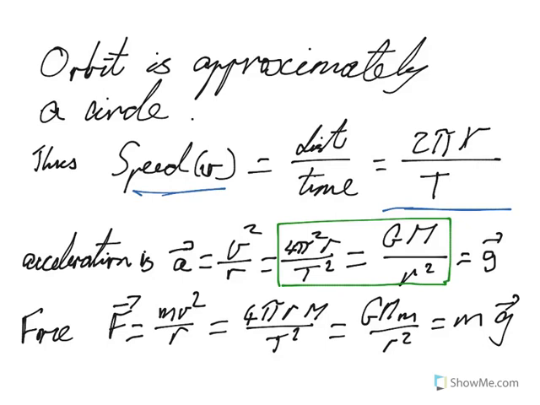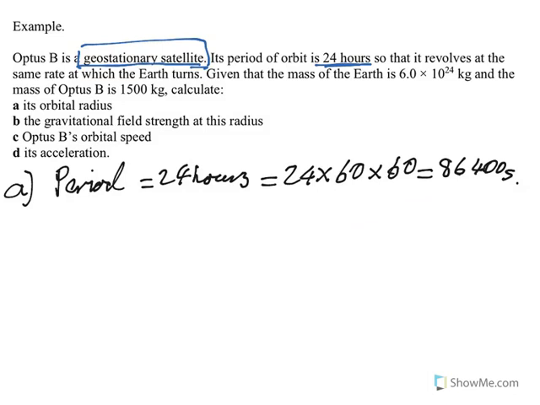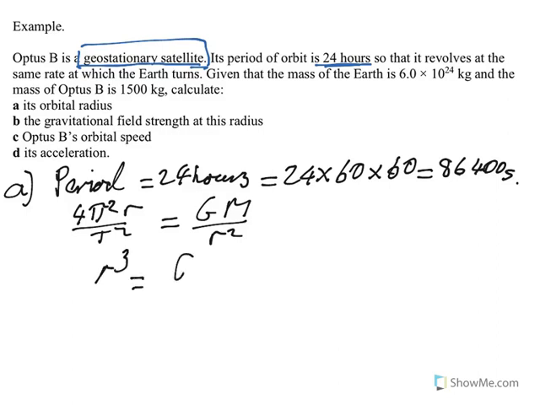These ones. So 4π²r on T² and GM on r². If I pick those two things out, then I get that 4π²r on T² equals big G, big M on r². Now if I do some rearranging, times both sides by r², you get r³ equals big G, big M, T² over 4π².